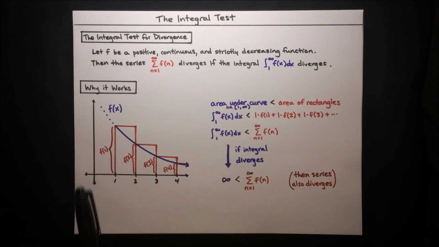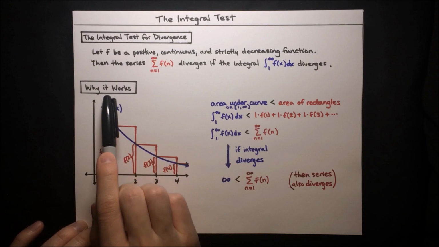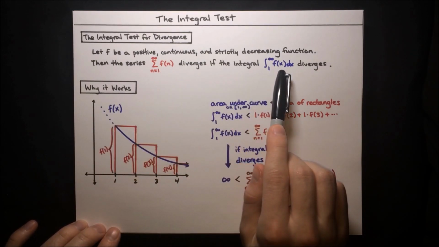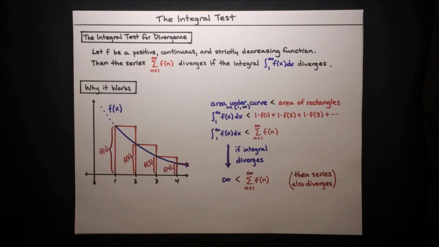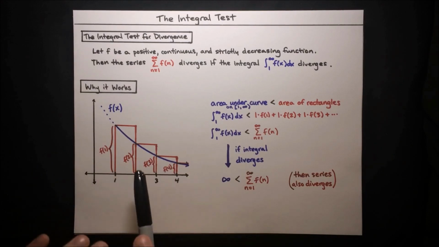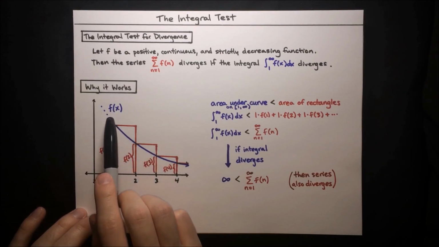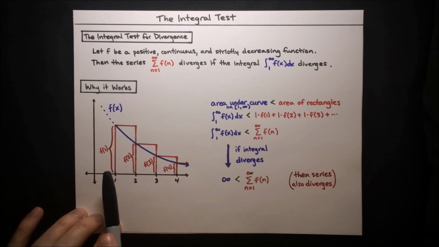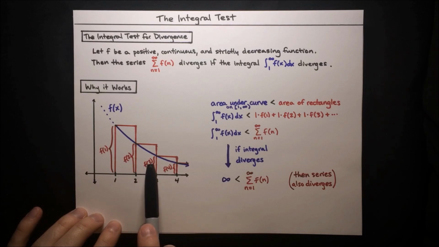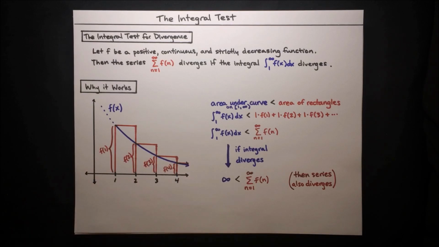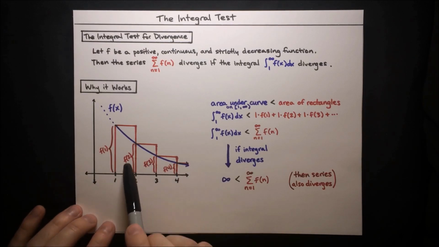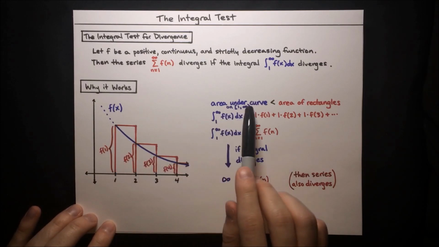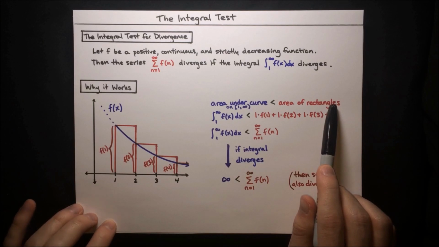To see why the integral test for divergence works, it's easiest to think about the series and the integral in terms of area. For starters, let's look at this graph. Here we've got a graph of f of x as a curve, and we've also got some rectangles which have height f of 1, f of 2, f of 3, f of 4, and so on. Since all of the rectangles rise above the curve, we can see that the area under the curve is smaller than the area of the rectangles.